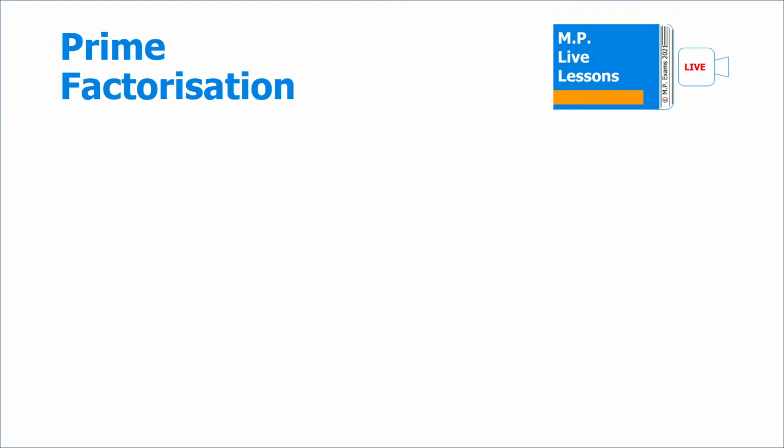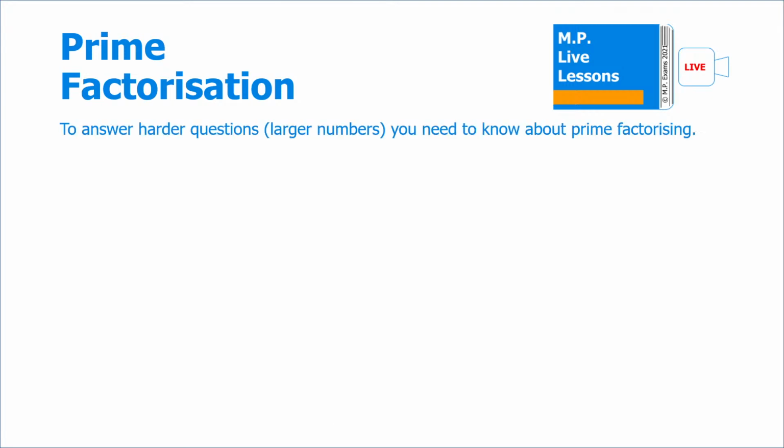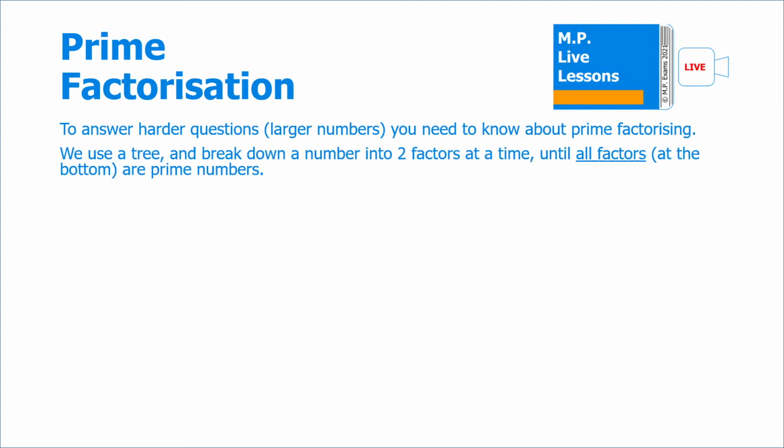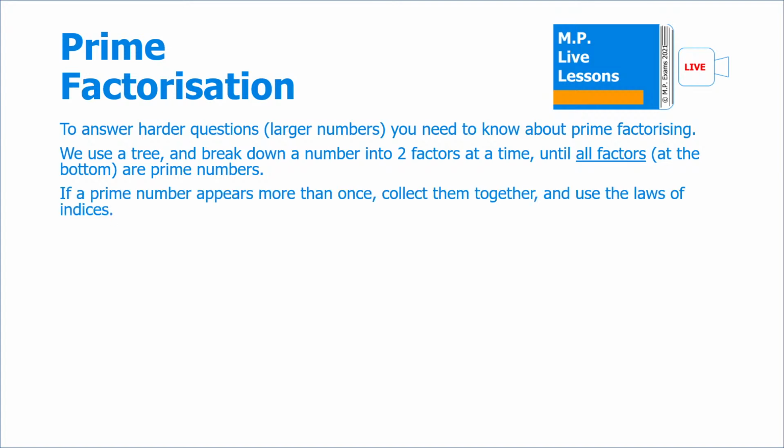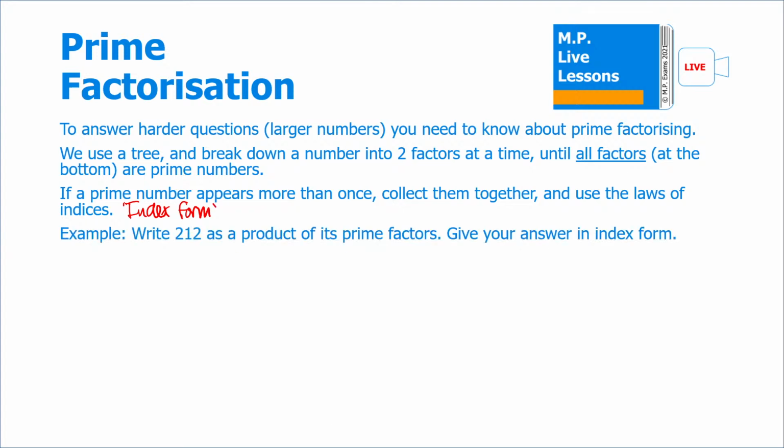Now, still for both tiers, you'll need to know how to split a number into its prime factors. This is because you need to answer harder questions, so those with larger numbers. So you'd normally use a tree and then break the number down into 2 factors at a time until all factors at the bottom are all prime numbers. Now, if a prime number appears more than once, you need to collect them together and use the laws of indices. So that's why you can see it written in index form. For example, if I write 212 as a product of its prime factors and give them in index form.